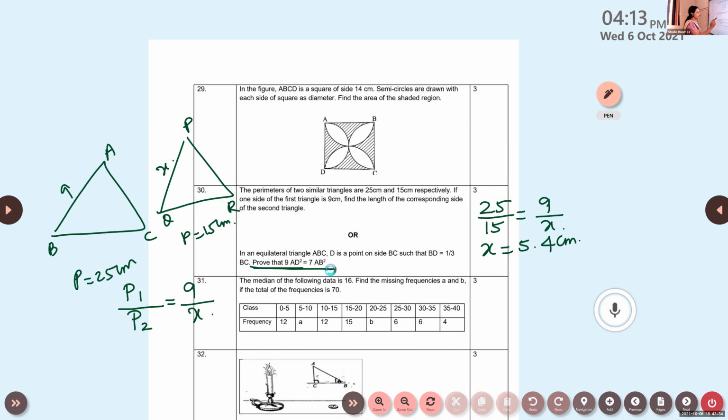In an equilateral triangle ABC, D is a point on the side BC such that BD is 1/3 BC. Then 9AD square is equal to dash. 9AD square will be equivalent to dash.